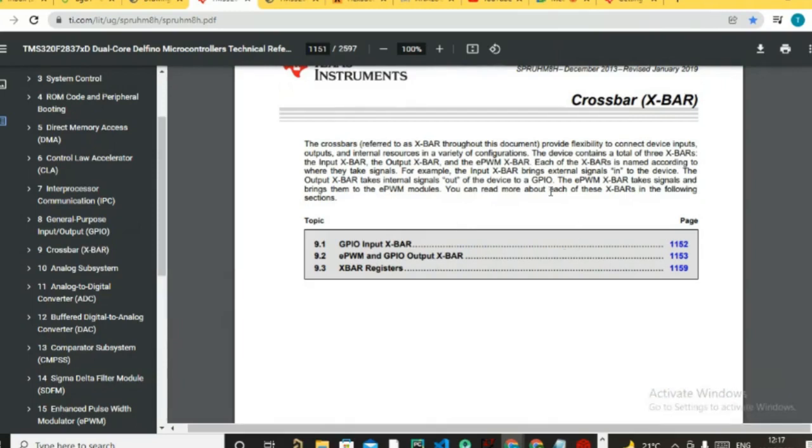Whenever you have an input crossbar, it means that you are routing your signal into the board, inside the board. And when you have an output crossbar, you are routing your signal from the board out. Like if your signal is there inside the board and you want to see it on the output, you can use the output crossbar. And with the EPWM crossbar, you take any signal and bring it into the EPWM module. So this crossbar is necessary in order to understand the routing of your signal.